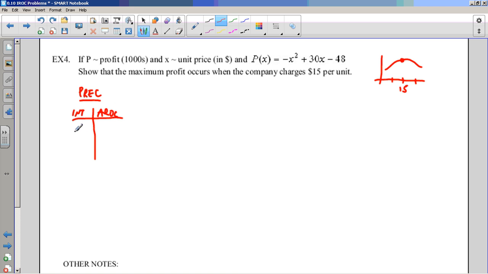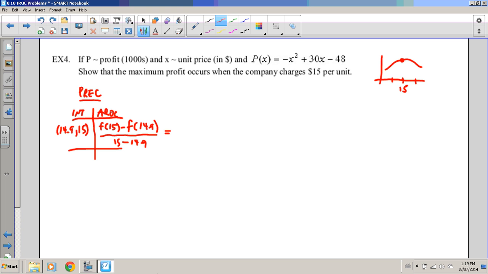So I'm going to do one that's maybe 0.1 and 0.01. So I'm going to skip to some very good intervals here. So the interval, first of all, would be just 0.1 to the left. Preceding would be 14.9 and 15, right? So then my IROC is f at 15, subtract f at 14.9, over 15 subtract 14.9. And I don't have my calculator. I'm going to have to pause so I can fire my calculator up.